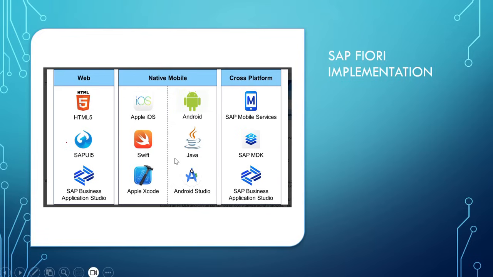When it comes to native mobile development, here we have the platforms iOS, Apple, and Android. For iOS, we will use the tools Swift and Apple Xcode. For Android, we will use Java and Android Studio. Performance with device integration, for example camera and GPS, or offline support is critical in native mobile apps, so they are the preferred route. But native apps need a separate code base for iOS and Android, though they will support the Fiori platform.